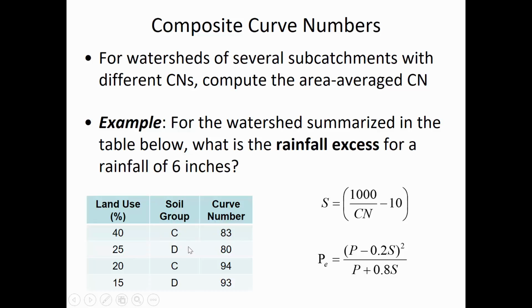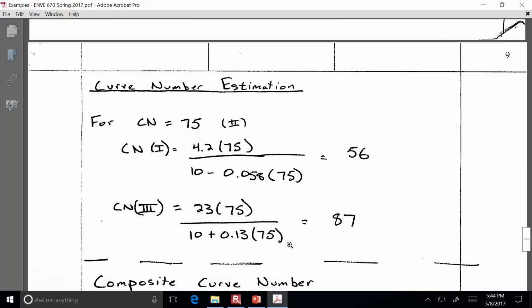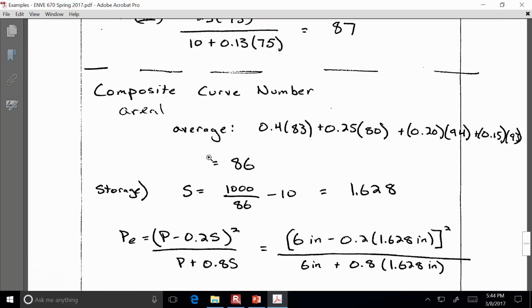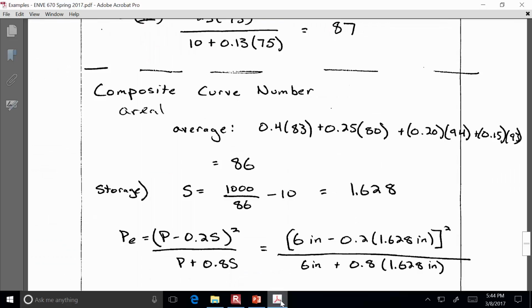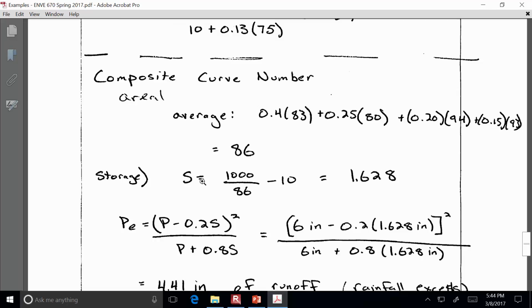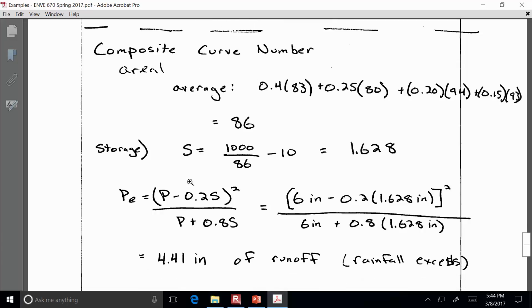Just to illustrate what we do for an areal average, rather than having you calculate that, you take the percentage as a decimal, multiply it by each of the curve numbers, and then come up with the average of 86 based on that. And if we wanted to know the rainfall excess for rainfall of 6 inches, you would find the average curve number for the watershed and then put that average into the calculation for storage. Then we could find out the rainfall excess for the entire watershed.